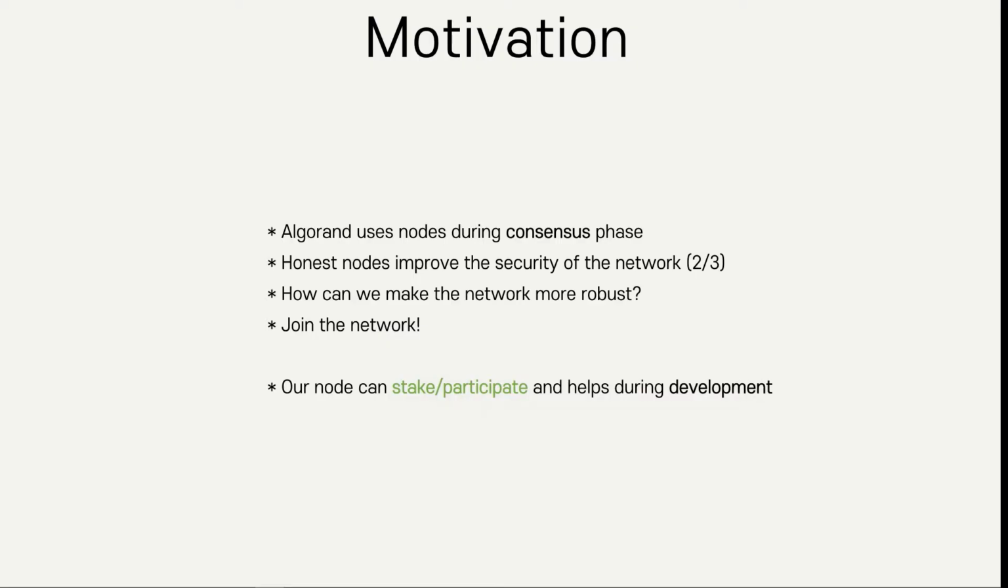In the Algorand network, nodes are important during the consensus phase. It is important that more than 2/3 of nodes are honest. So in case you want to make the network more robust, join the network. Our node can be used for staking and participation in consensus and development. In this tutorial, we focus on node staking and participation in the consensus algorithm.